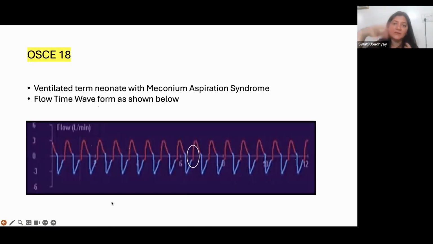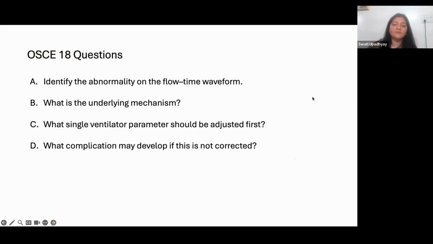the respiratory rate is very high or TE is short. The inspiration will begin before the expiration has ended, and there is insufficient time for the lung to empty completely. So inadequate TE will lead to such type of air trapping. And which ventilator parameter will you adjust first here? I think it's easy. Yes, so what will you do? You will reduce the respiratory rate and increase the expiratory time, TE.